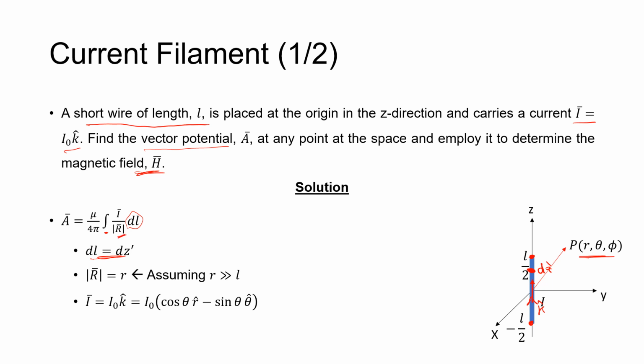Simply, since L is assumed to be very short, R is much larger than L. In that case, we can assume that R is simply r of the spherical coordinates. Finally, I is given here, so we just replace I by I naught in the direction of k, and we can rewrite k in the spherical coordinates as shown here. You can revise my videos in vector calculus or coordinate systems to know how this relation was calculated. Now what we need to do is to substitute these values here and do the integration, as we will see in the next slide.